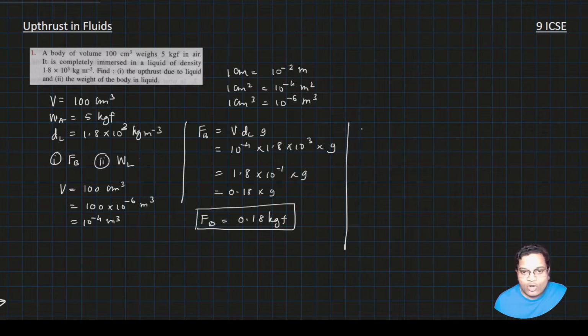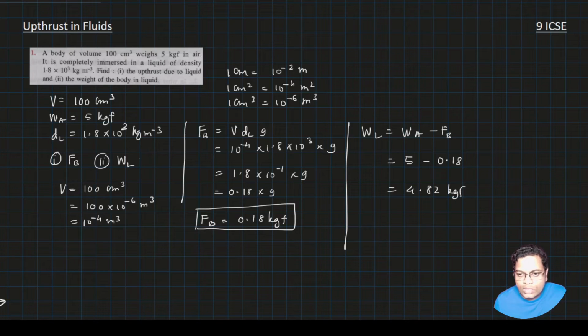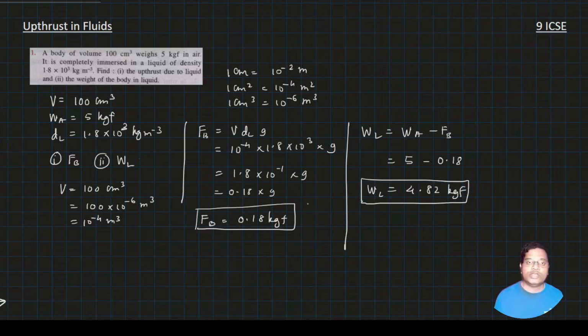Then the next thing that we want is weight inside liquid. That will be weight in air minus the upthrust. So that will be 5 minus 0.18 kgf. So weight inside liquid is 4.82 kgf. This was the first question. Now we go to the second question.